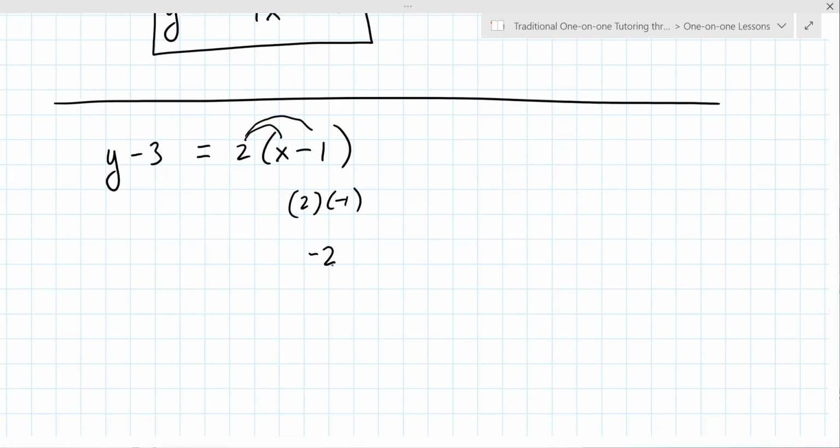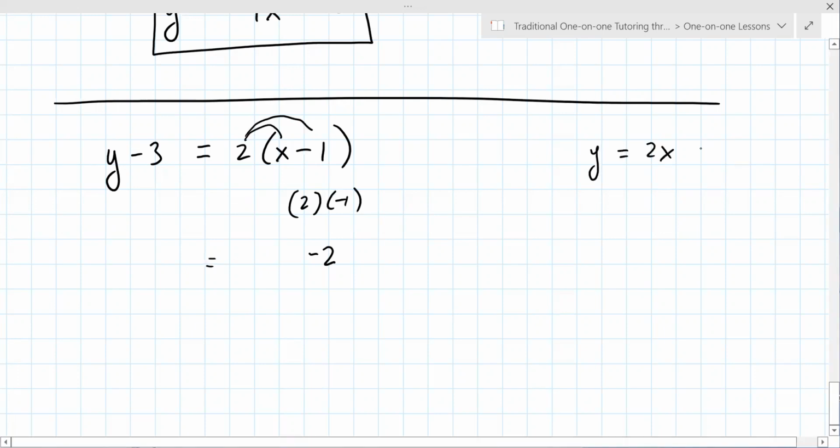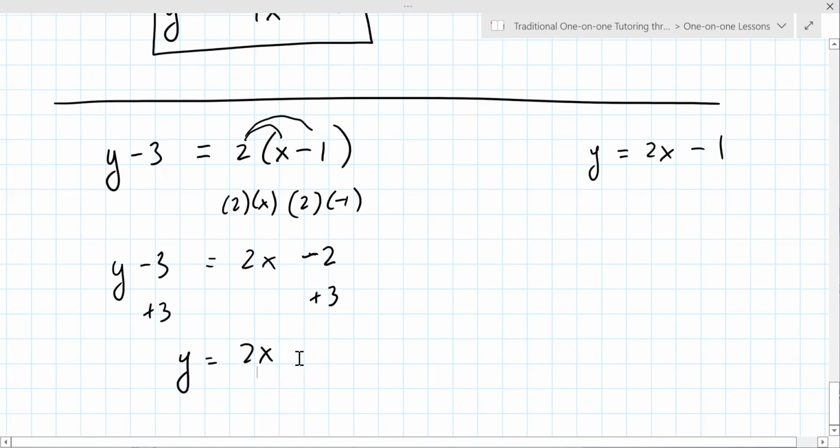So my final answer was y equals 2x -1. Okay, so let's take a look here. 2 times x is 2x, so it's y minus 3 equals 2x minus 2. How do you undo subtraction by 3? Add 3 to both sides. So you're really close, but -2 plus 3 is +1.